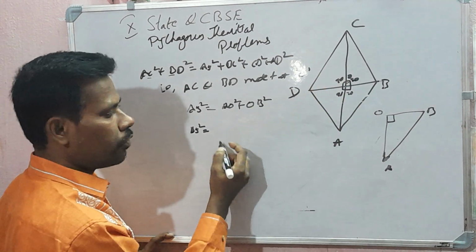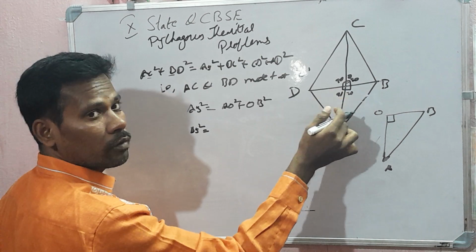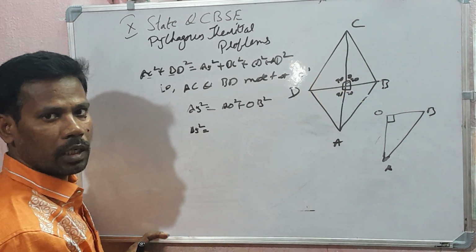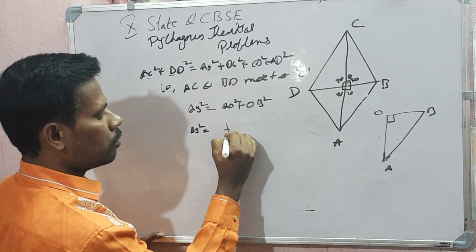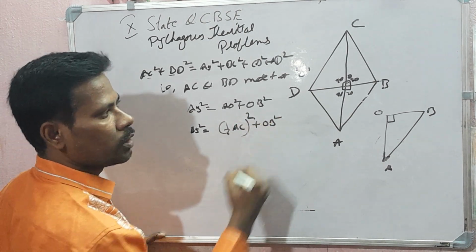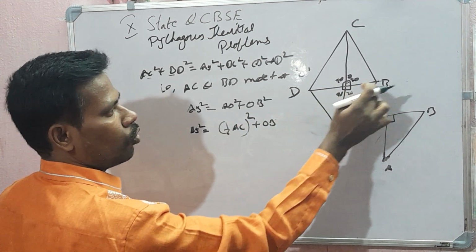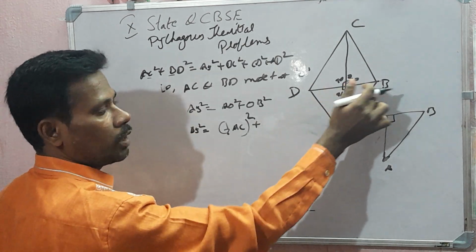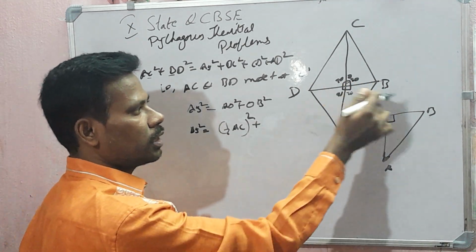AO is nothing but half of this one. Diagonals bisect each other. In a rhombus, diagonals bisect each other. So AO is nothing but half of AC, plus OB square. OB square, again OB is nothing but what? Diagonals bisect each other in a rhombus.